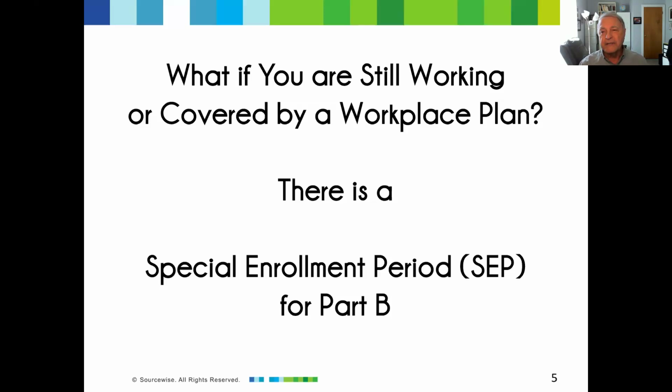But what if you're still working and you're covered by a workplace plan, either yours or your spouse's? Some people get misinformation, and we deal with this all the time in their workplace meetings, where someone well-meaning tells them that you're turning 65, you have to sign up for Medicare, and that's wrong. As long as you are covered by a workplace plan that's related to your employment or your spouse's employment, you can continue to stay with that coverage as long as you have it, or as long as you want to keep that. In that case, you get what is called a special enrollment period to enroll in Part B.